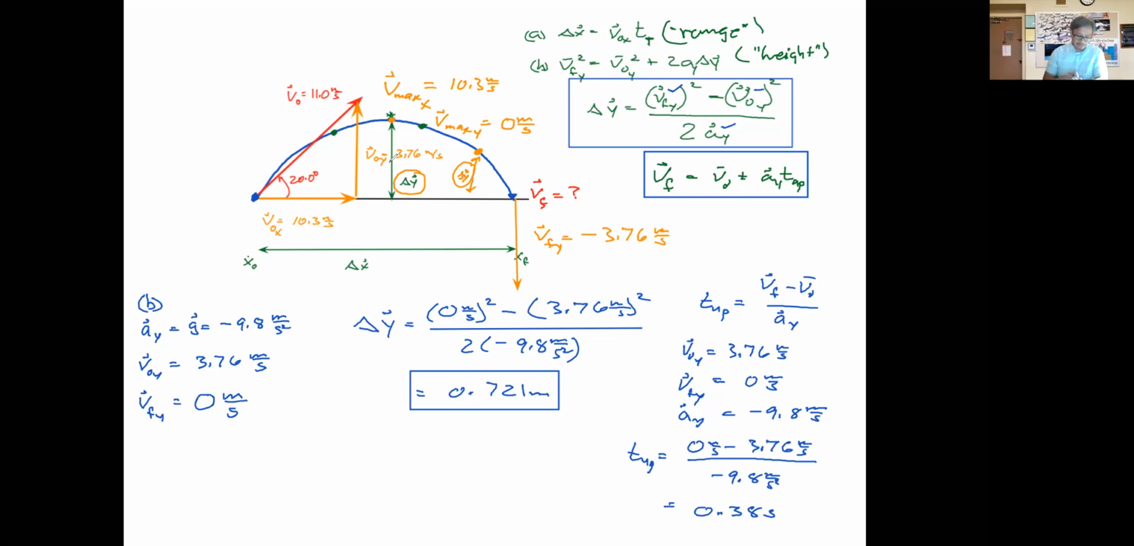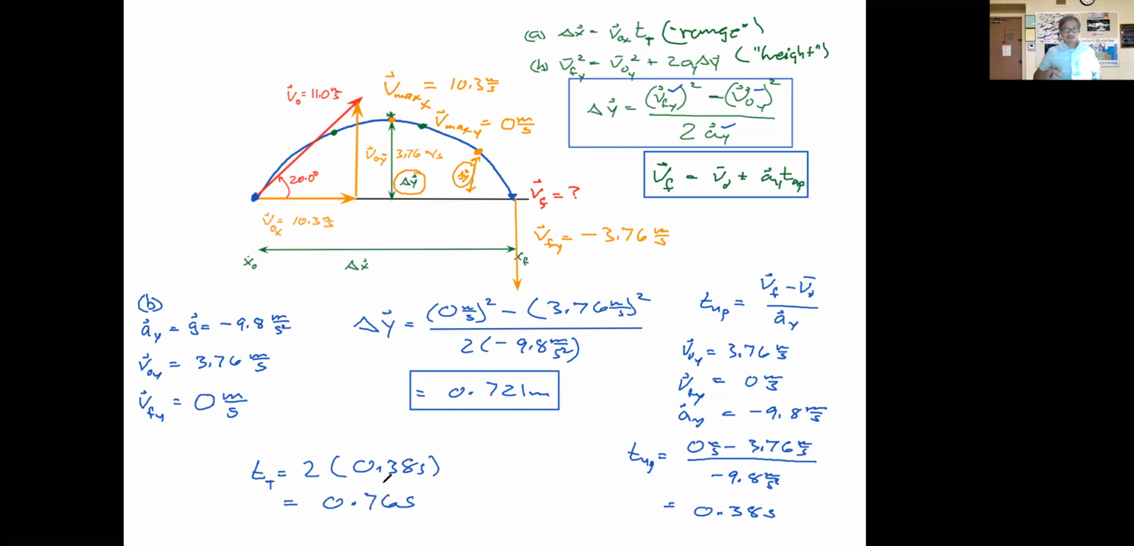This is the amount of time it takes to go up. We want the total time. T up and t down will be the same, so the total time, I hope you recognize, is we just double the time it takes to go up. The total time then is 0.76 seconds.